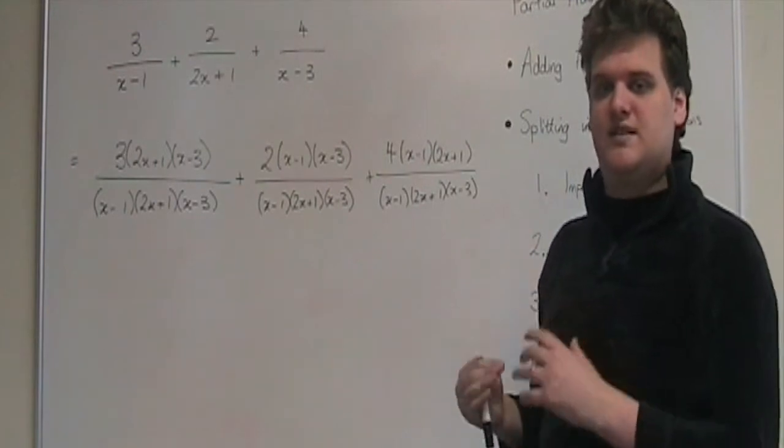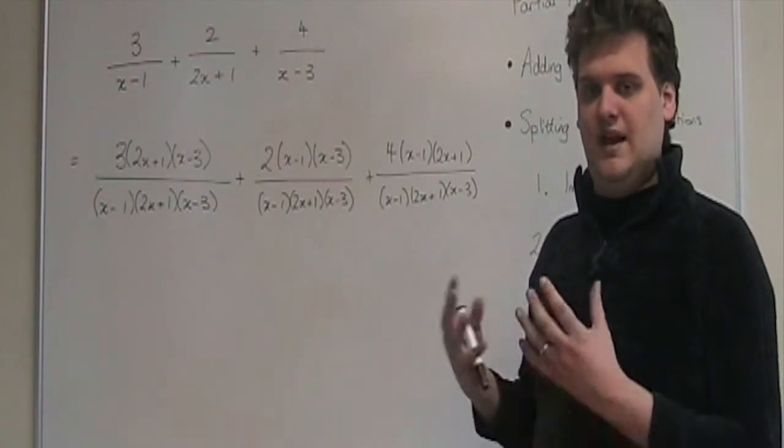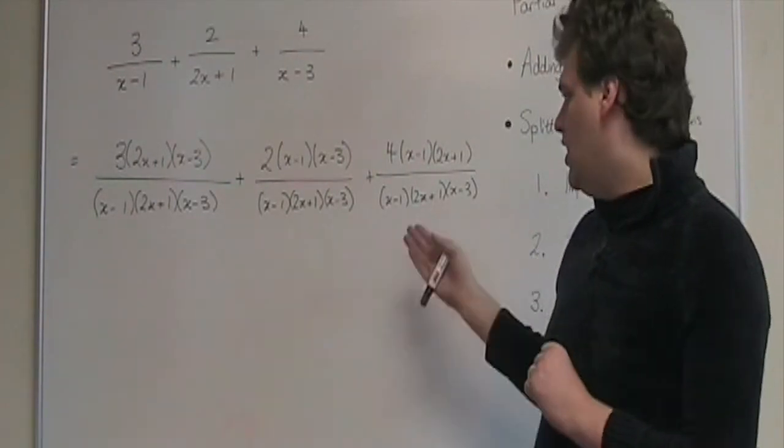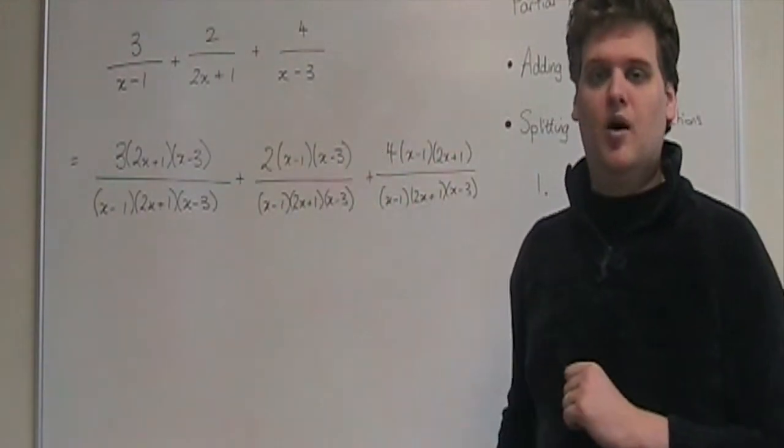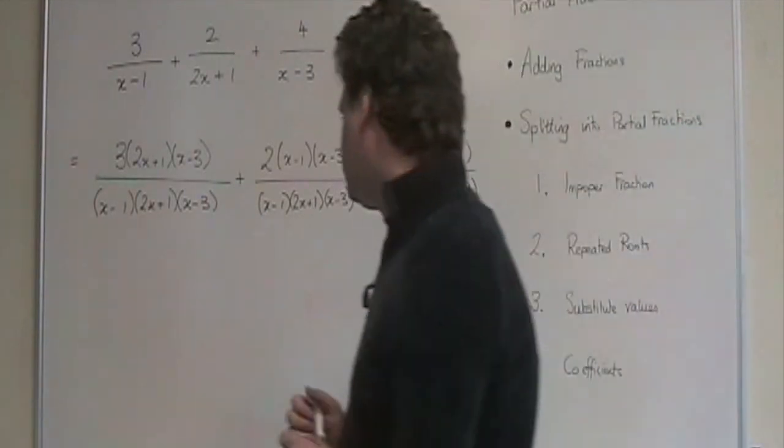It's a bit like adding 3/7 and 4/7. You can then get 7/7 or 1. So, adding these together, the tops, the numerators, can now be combined into a single fraction.